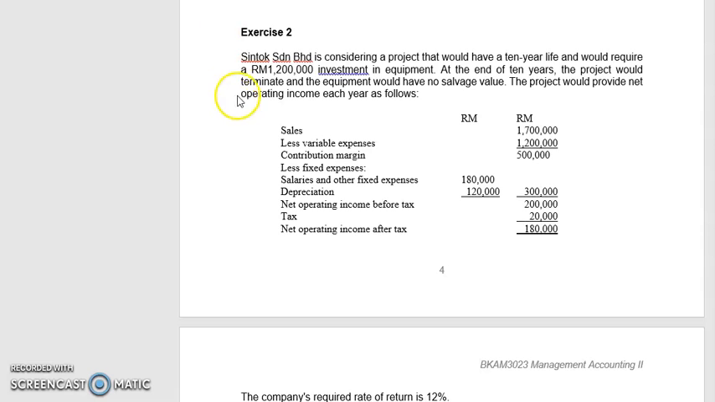So let's read the question. Sinta Sdn Bhd is considering a project that would have a 10-year life and would require a 1.2 million investment in equipment. At the end of 10 years, the project would terminate and the equipment will have no salvage value. The project would provide net operating income each year as follows.